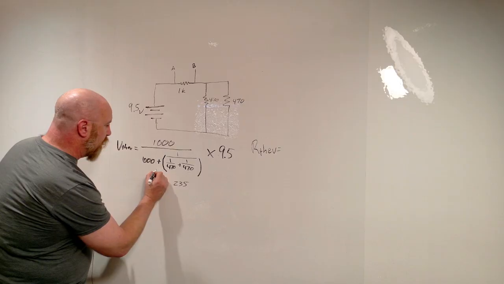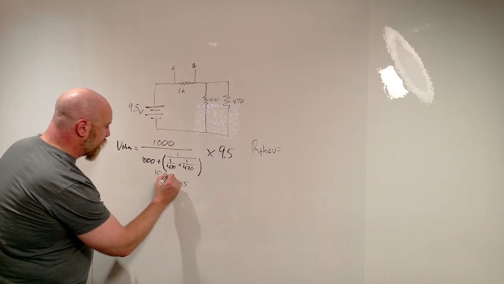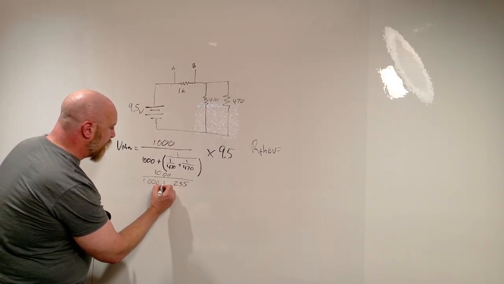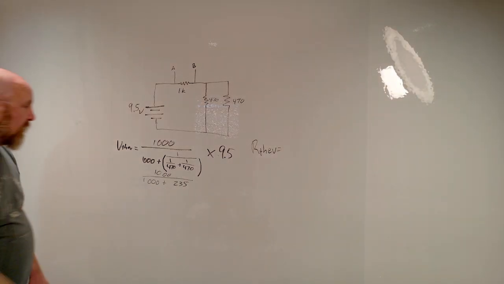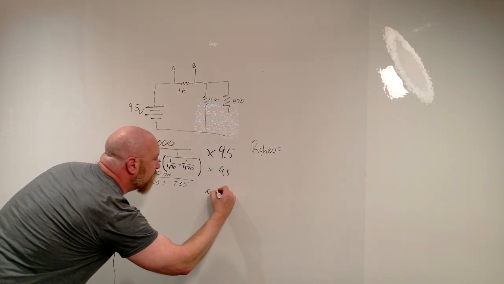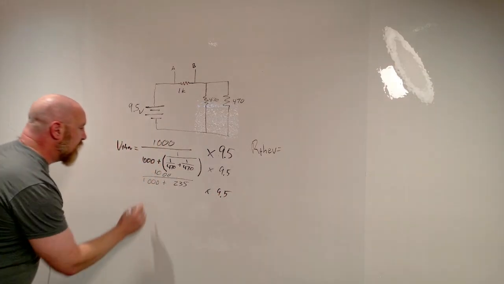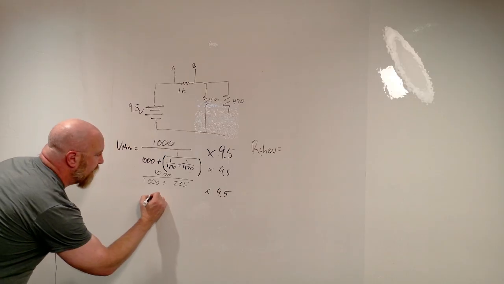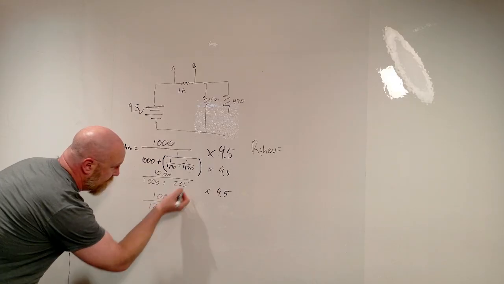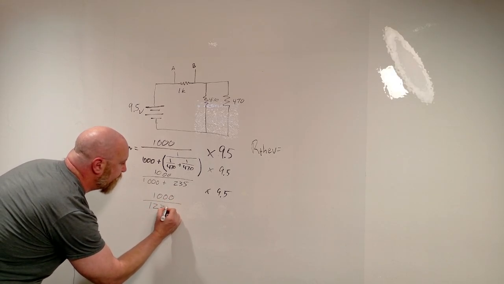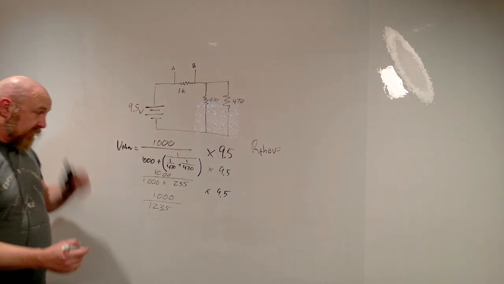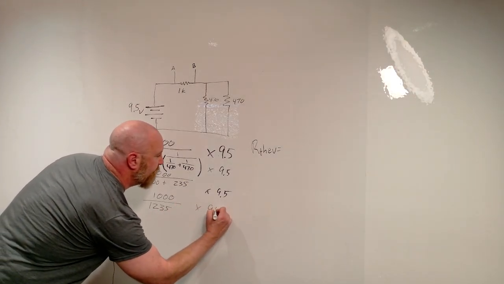And that's 1,000, and we'll just carry this down from here. So that's 1,000 divided by 1,000 plus 235, and all of these are times 9.5. All right. So this then becomes 1,000 divided by, adding that up, 1235. And that's times 9.5.